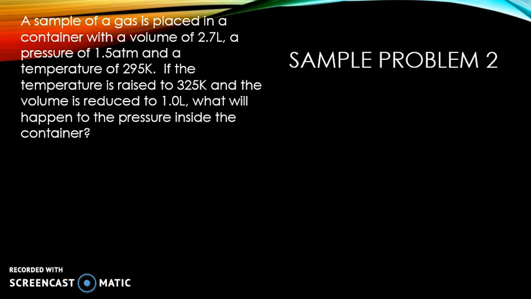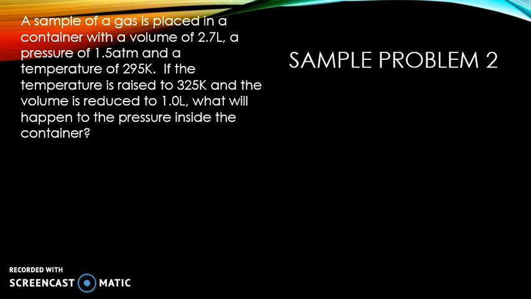A sample of a gas is placed in a container with a volume of 2.7 liters, a pressure of 1.5 atm, and a temperature of 295 Kelvin. If the temperature is raised to 325 Kelvin and the volume is reduced to 1.0 liters, what will happen to the pressure inside the container?